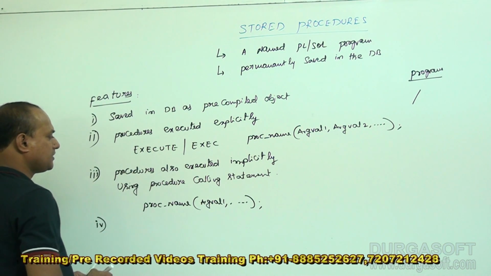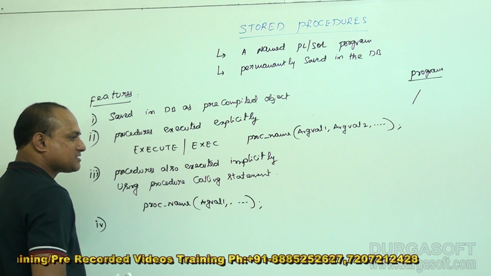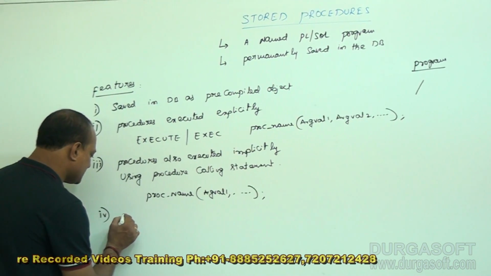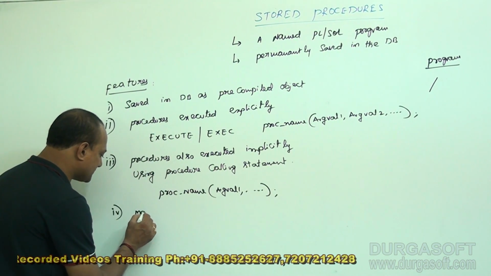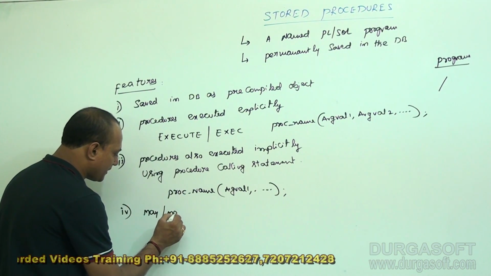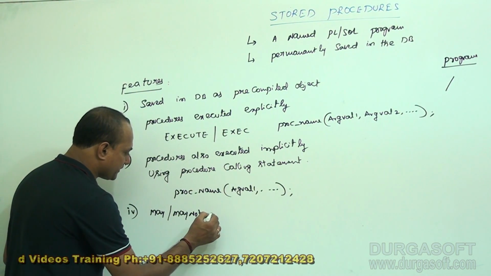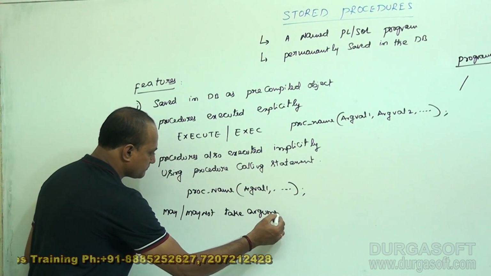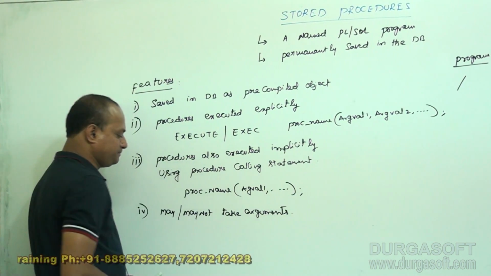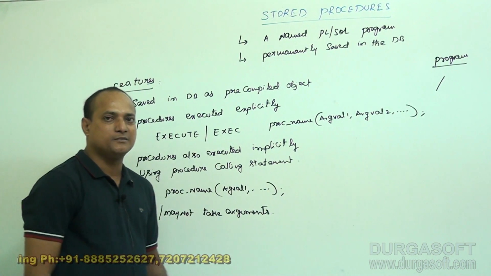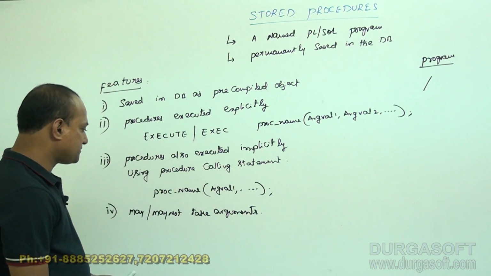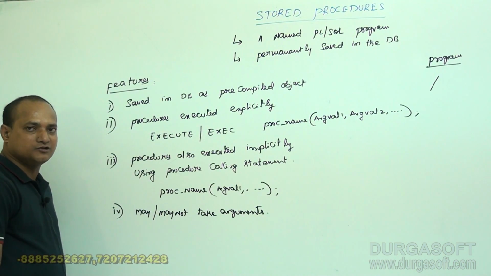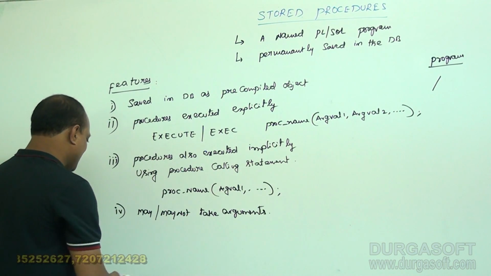What is the other feature? Procedures are static as well as dynamic. Means a procedure may or may not take arguments. Remember this. A procedure may accept runtime input values or may not accept runtime input values, which is called may or may not take argument values.